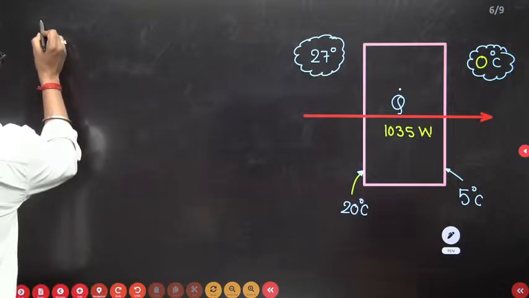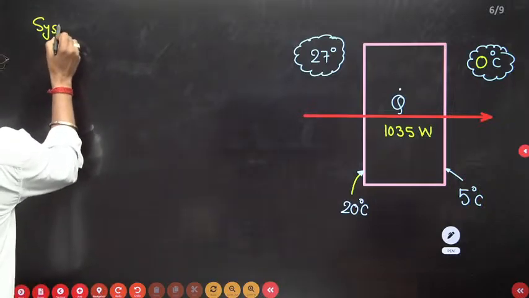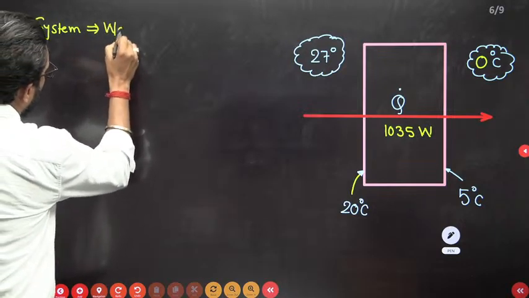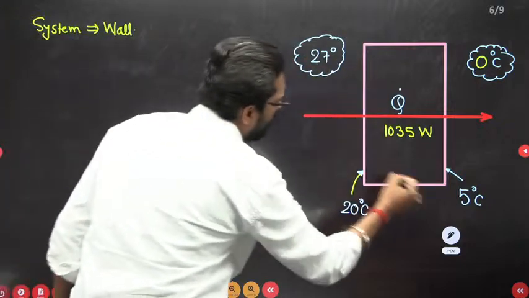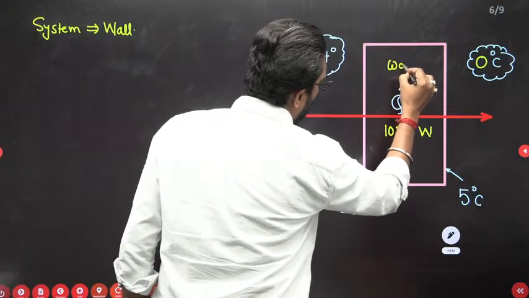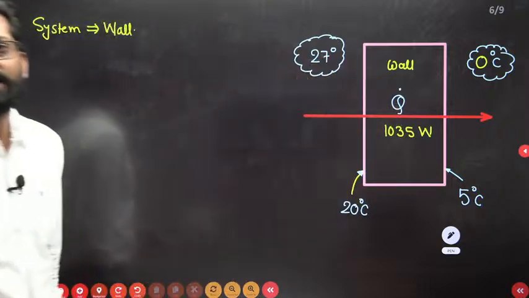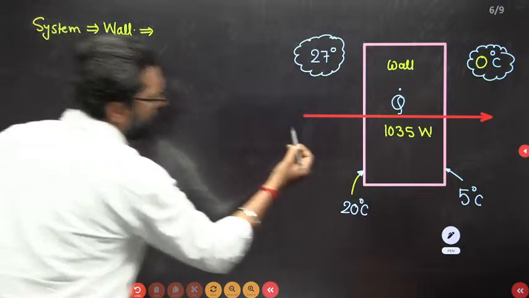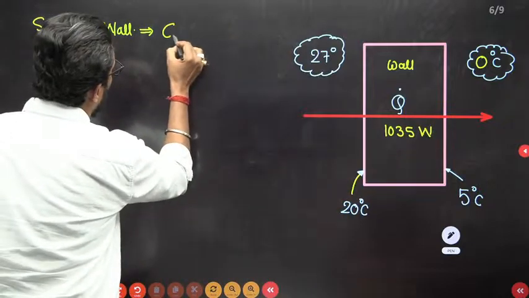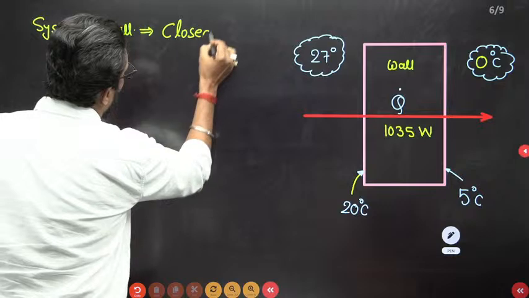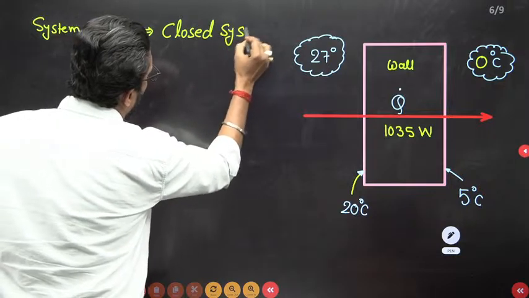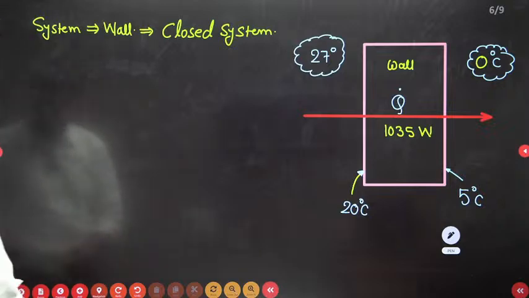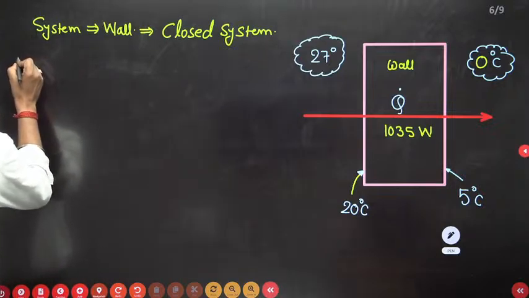First, what is the system, beta? Here, what is the system? System is wall. Yes or no? Wall is our system. This is your wall, and wall is our system. And in this system wall, we only have heat transfer. So this is your closed system. Only heat is transferred, that is your closed system. Okay. So we have to do an exergy balance.